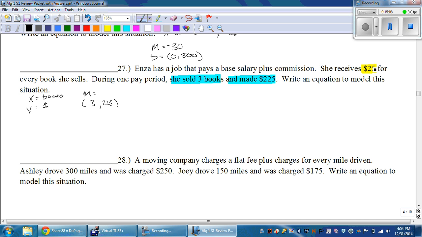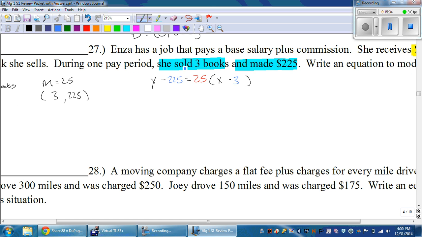She receives $25 for every book she sells. That's our slope. That's the 25. So looking at this, they gave us a point and a slope, which means I'm going to plug into, that's right, point slope. So I know that my slope is 25. And then our point, there's my x, and there's my y. Let me zoom in so you guys can see that.